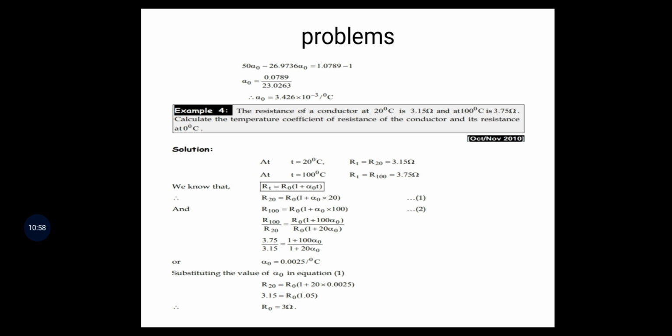At T1 equal to 20 degree centigrade, RT, that means R20, equal to 3.15 ohms.